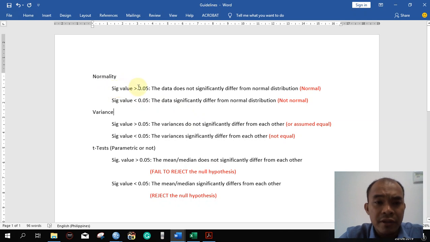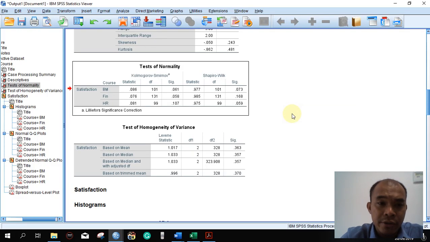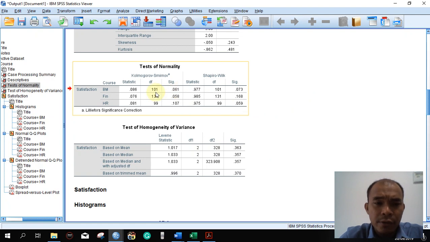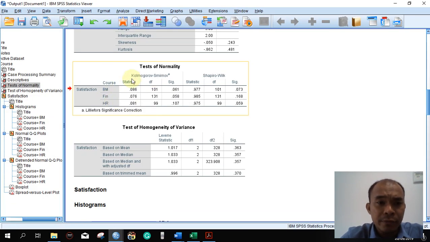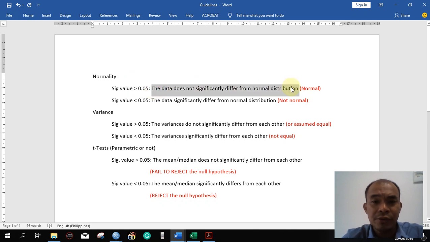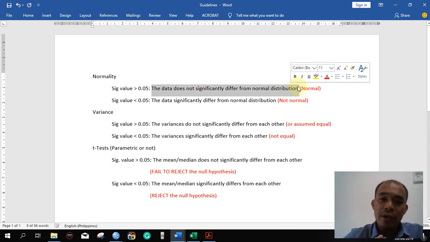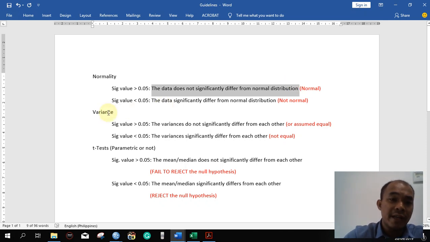Very important, we have to remember, test for normality: if the significance value is greater than 0.05, then the data does not significantly differ from normal distribution. If the sig value is less than 0.05, it means that the data significantly differ from normal distribution. So let's inspect. The sig value of the BM is 0.6, greater than. The finance is 0.058, greater than. The HR is 0.107, also greater than. Hence, we can say that the test of normality for the courses here follows the normal distribution. But wait, there's more.